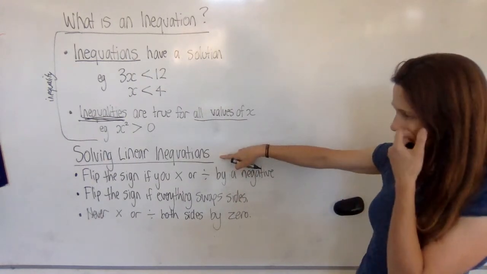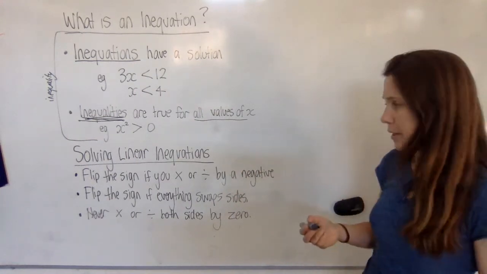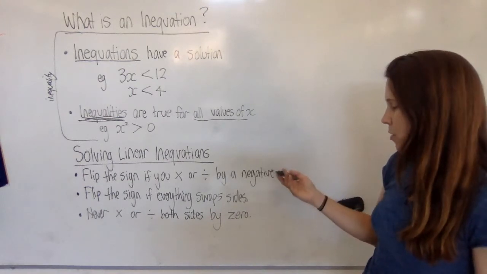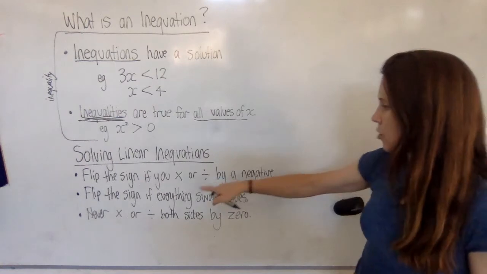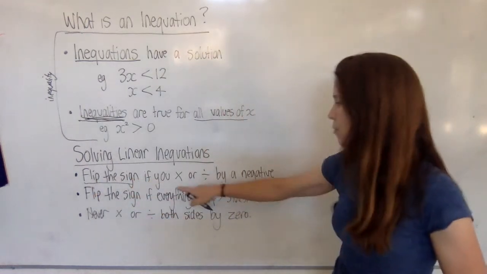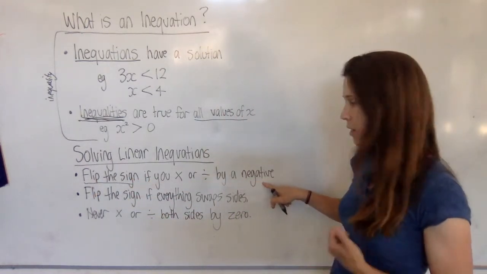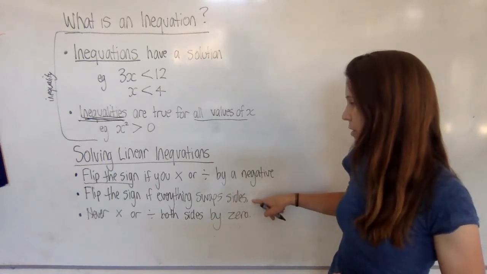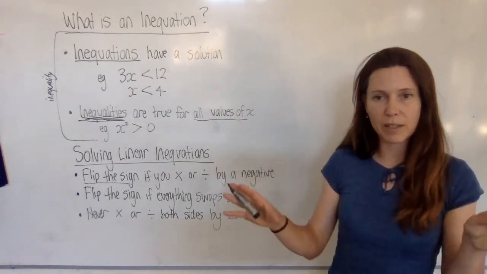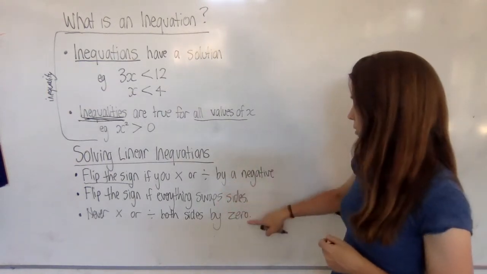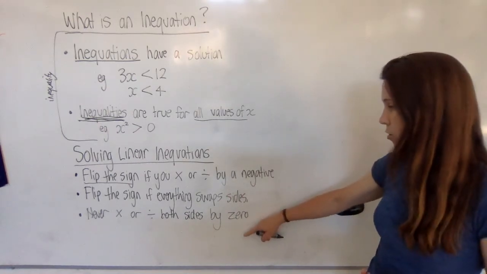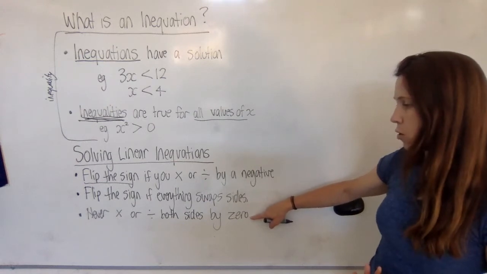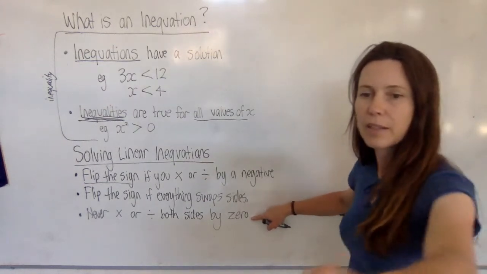So let's now just revise how to solve these things. We've done this before, it should be a revision. Treat it like an equation, do the same thing to both sides, but you need to always flip the sign if you multiply or divide by a negative. It makes sense that you also flip the sign if everything swaps from one side to the other. And one that you might not have known before and you really need to pay attention to now is that you should never multiply or divide both sides by 0.